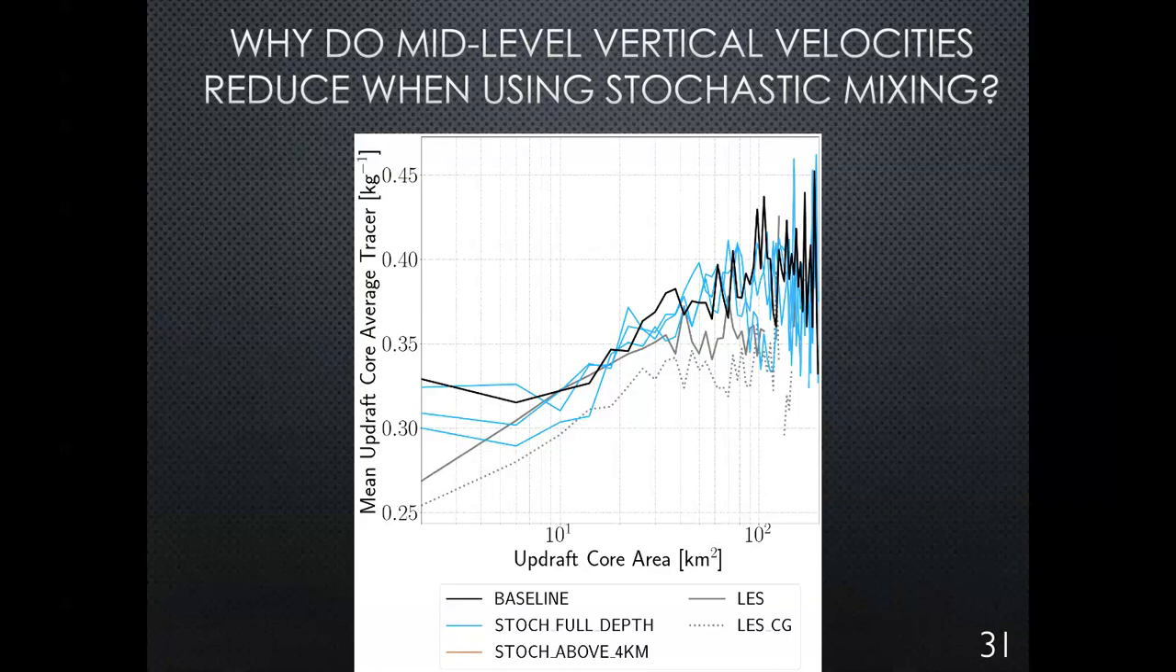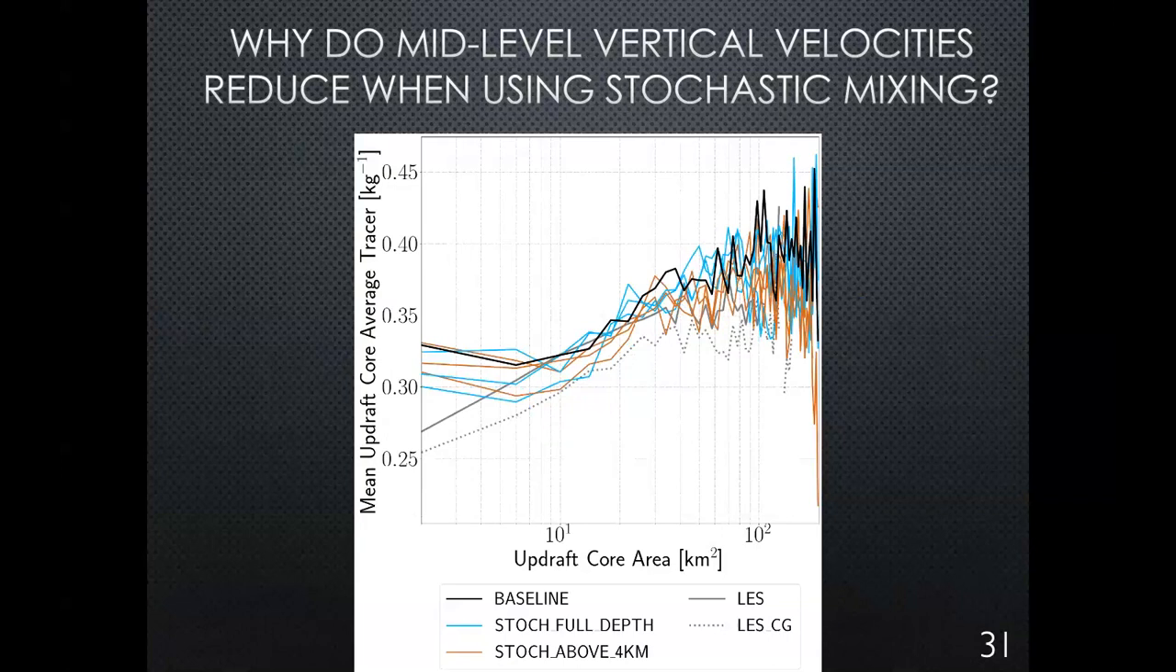And so we see, even though they are noisy, a slight reduction in the amount of tracer for a given updraft core, which is perhaps more noticeable if we look at the stochastic simulations where mixing is only altered above 4 kilometers. And this shows up probably best if we look at the absolute mean across all of the updraft cores, which are shown by these symbols. So the black symbol is the mean tracer concentration, regardless of the updraft size, and the symbols show the tracer concentrations within the stochastic updraft cores.